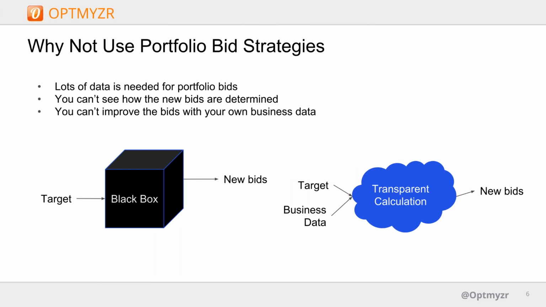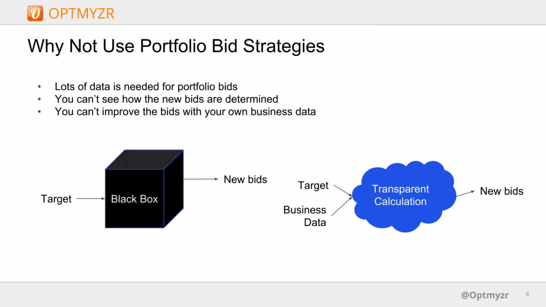Now, the bid rule engine that we have here, most people use it to do bid management. So why not use portfolio bid strategies instead? Now, bid strategies from Google are great. Google has a ton of data, so there's many situations in which you actually might want to consider using Google's options. Now, the reasons why sometimes it doesn't work is that Google requires a ton of data.